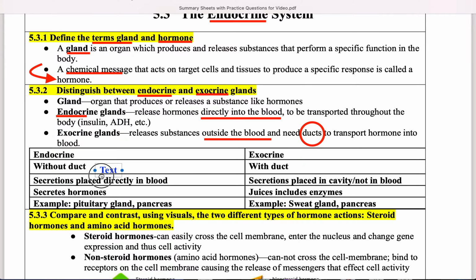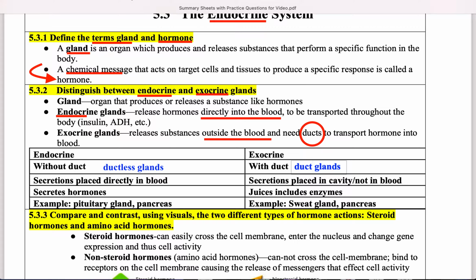That's why we say that endocrine glands are ductless and the exocrine glands are duct glands. I will just add this word over here. We can also call them ductless glands, and the other ones are called duct glands. So we will put it over here.